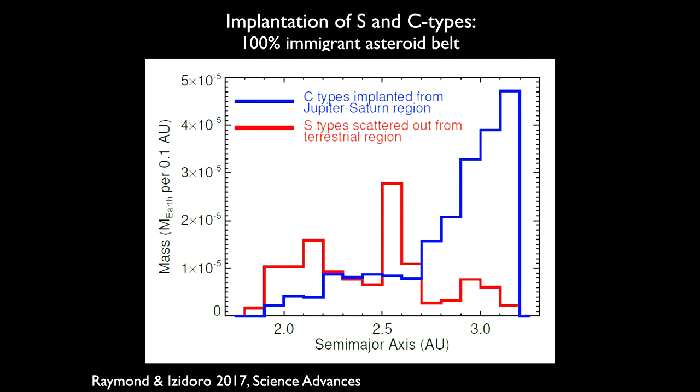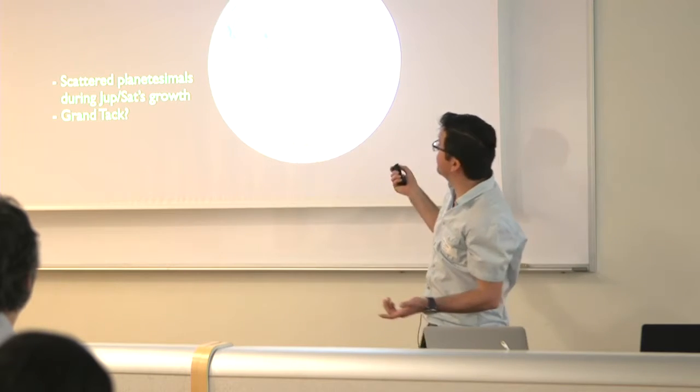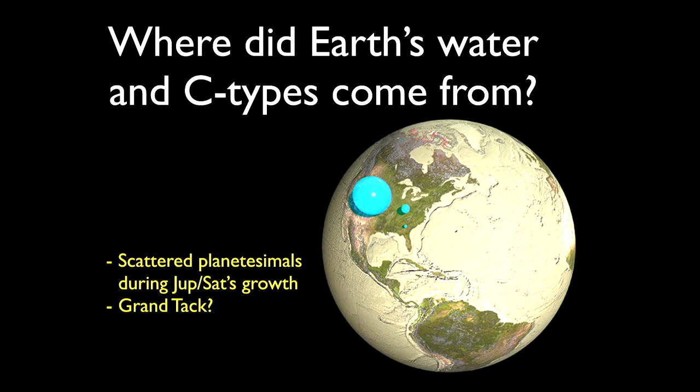As you can see, you can get the inner regions being dominated by water-poor objects, and the outer regions being dominated by water-rich ones. Where did the Earth's water come from, and where do C-type asteroids come from? You can have the scattering of planetesimals during the growth of the giant planets, or you can have the Grand Tack. We have 2 different scenarios to explain it.